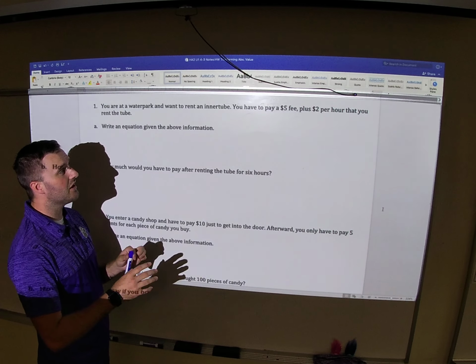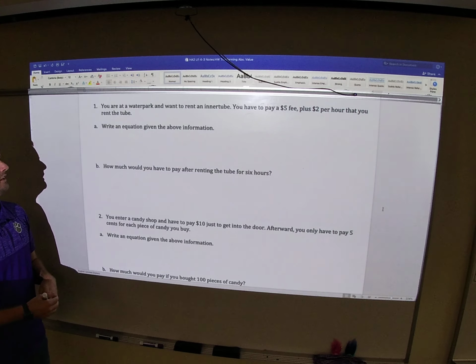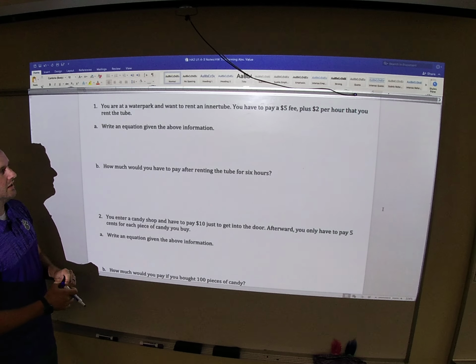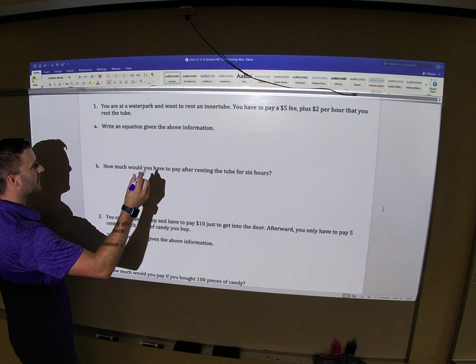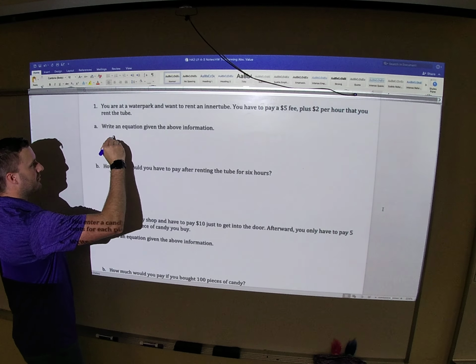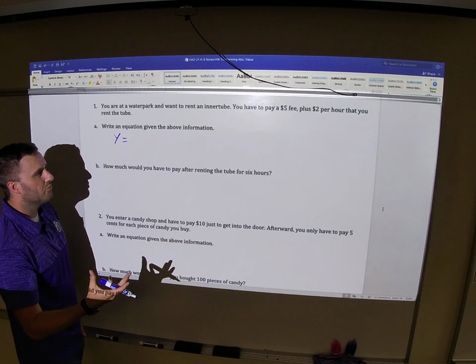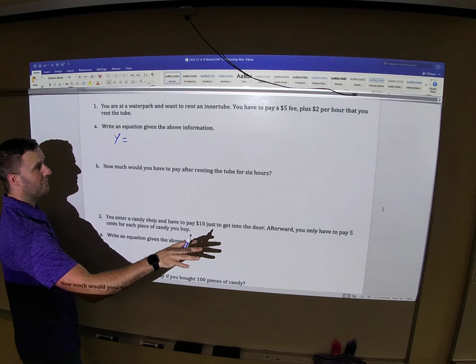You have to pay a $5 fee plus $2 per hour that you rent this tube. So when we have a $5 fee, a lot of times that is our starting point. We want to try to write an equation in two variables. So we're going to say y equals. Now a starting point is $5. I'm going to pay that $5 no matter what.